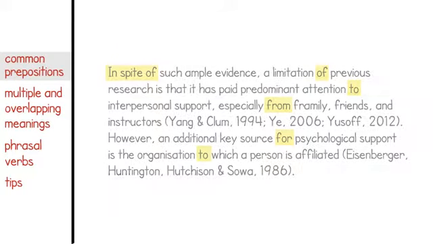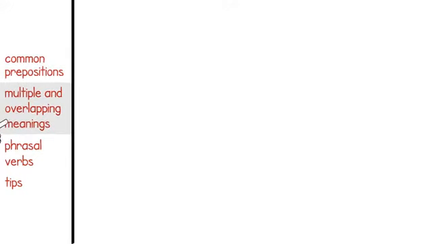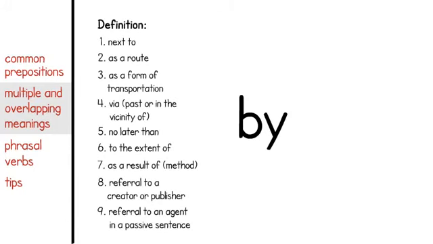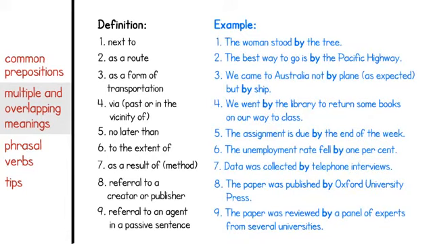Prepositions can be challenging. One reason for this is that the same word often has several meanings or functions. For example, if you look up the word by in your dictionary, you will see 9 or more different definitions and examples, as per the examples on your screen. The best way to learn all these different meanings is to see them used in context.